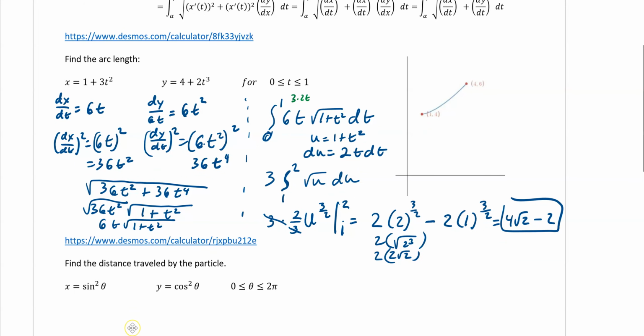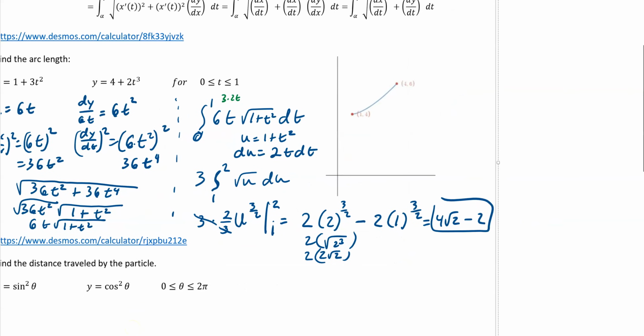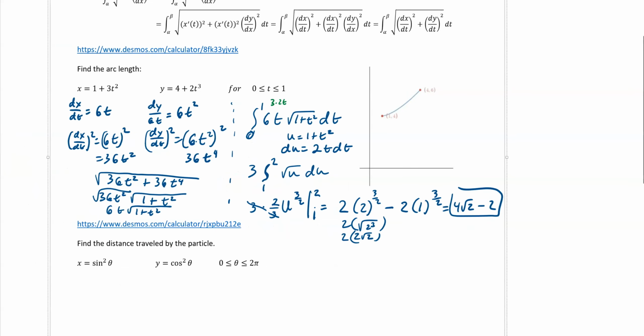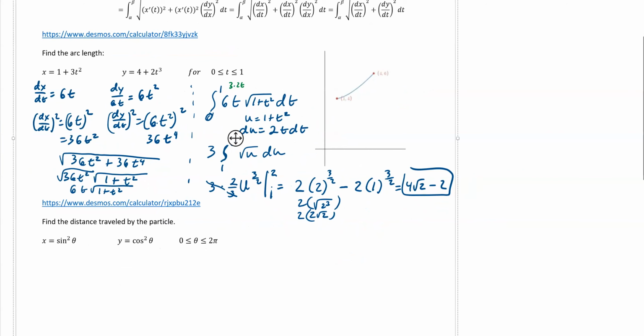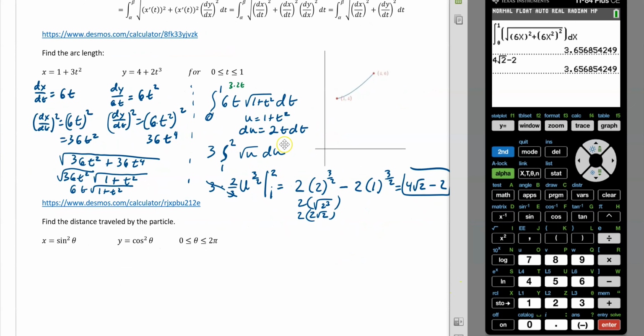All right, and just like all the other integrals we've done, just like our previous arc length problems, you want to plug this into your calculator, and not the simplified form. So the derivative's nice and quick. You're not going to make a mistake there. At least you shouldn't be.